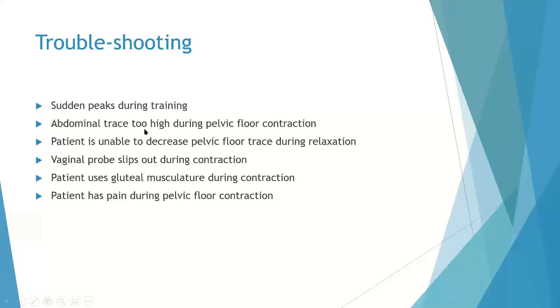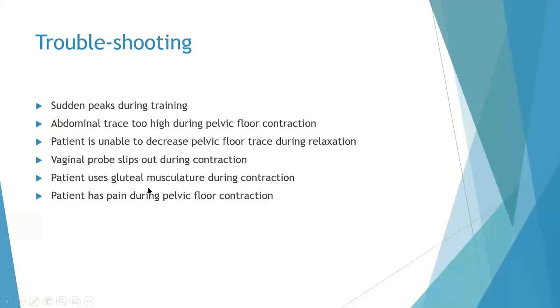If the abdominal trace is too high, we saw that in the demo, we just bring the trace down, but keep your eye on it. If the patient's not able to decrease the pelvic floor trace during relaxation, you have to use all the techniques that you can to try to bring it down. But sometimes you have to just stop the treatment because they get more upset that they can't relax, and it's counterproductive.